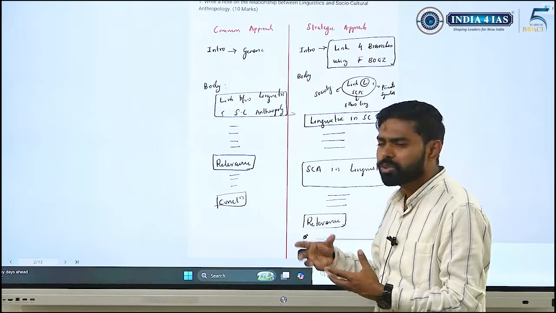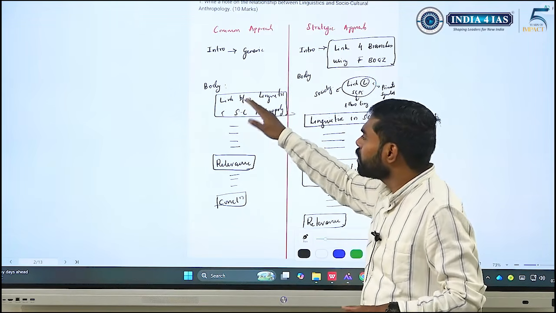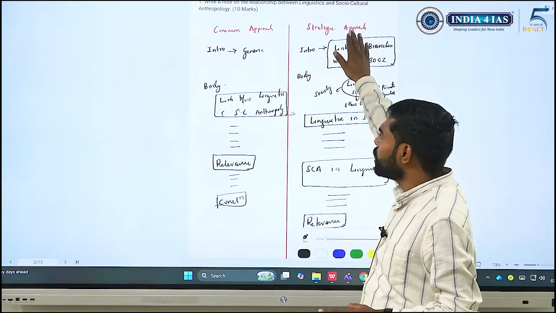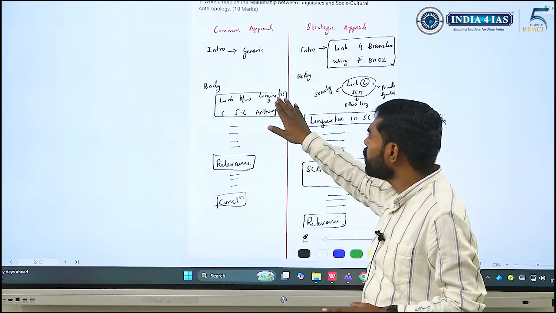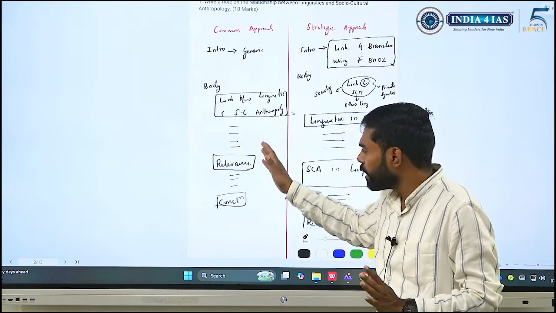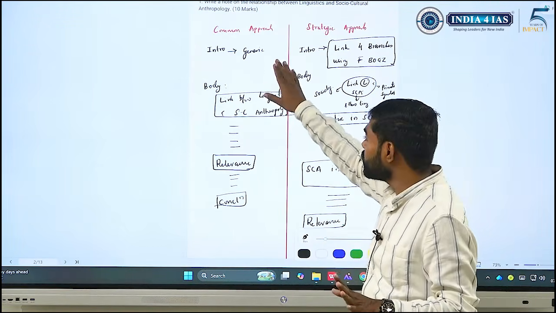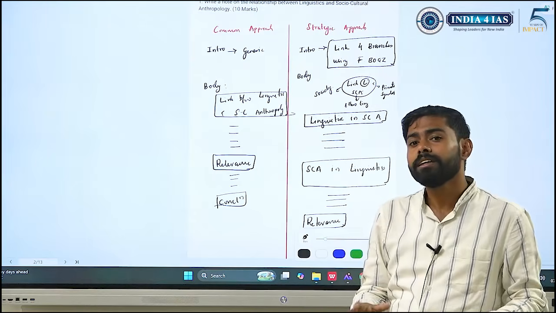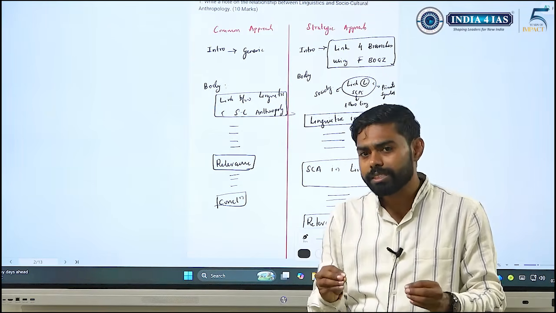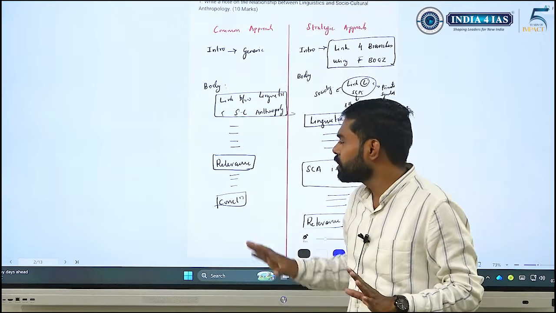you can sometimes use definitions as well. And after that what we will be doing, we will be writing the points for the given dimension, linkage between linguistics and sociocultural anthropology. So I'll be writing a few points and thereafter we'll be writing relevance and concluding. So this is what most of the students in their initial stages will try to write. This is what I used to write in my initial stages.